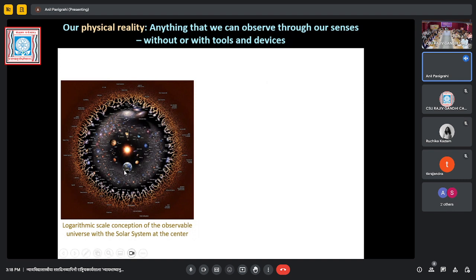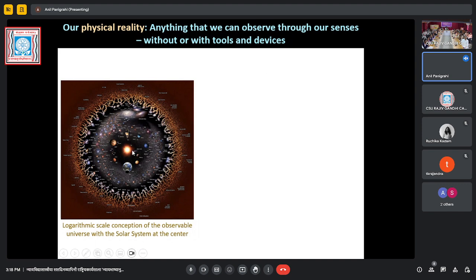And here we see a depiction of the universe, our universe, and especially not the entire universe, but the observable universe. What that means is the universe large enough from the periphery of which light has had time to reach us. And this distance is 46 billion light years.